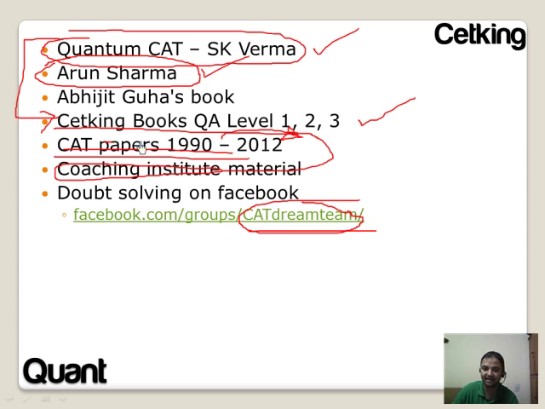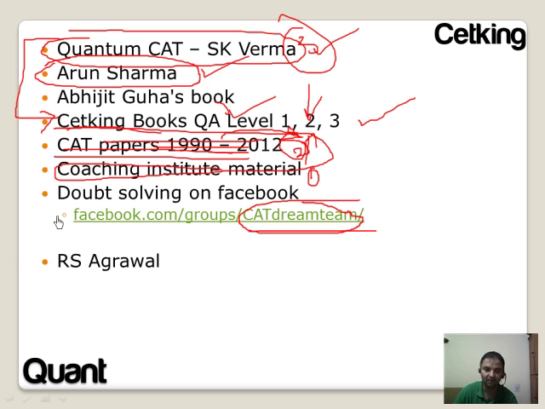You don't need to buy CAT actual papers if you're buying CETking books, because we are covering all our CAT papers and CAT questions in our lot number 2. So you don't need to buy anything else. Buying CETking books and Quantum CAT, these 2 things are more than sufficient. Or your coaching institute books, number 2 CAT actual papers, number 3 Quantum CAT. These 3 books you need for your preparation.